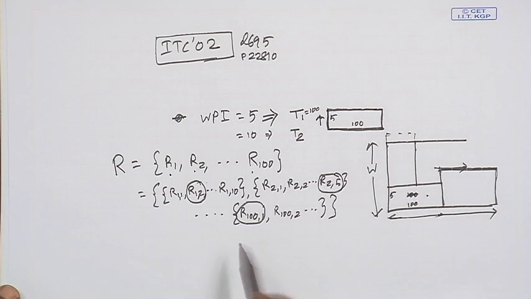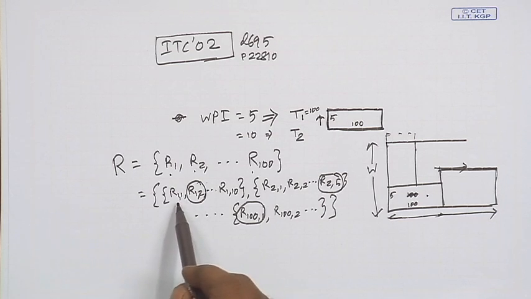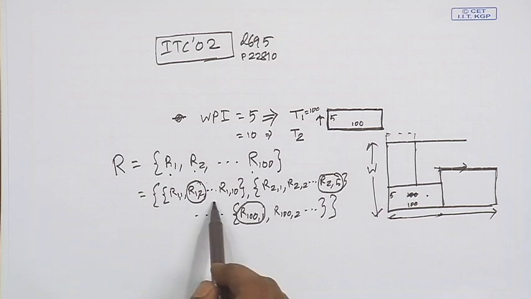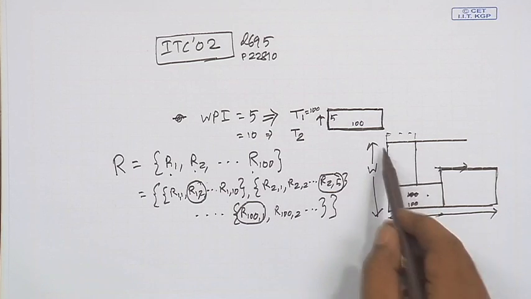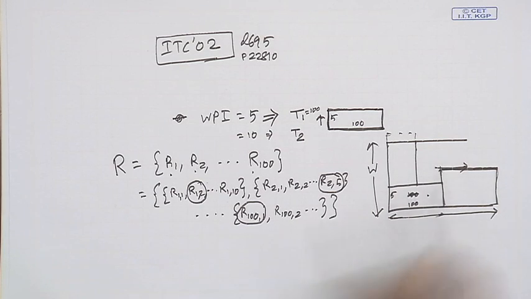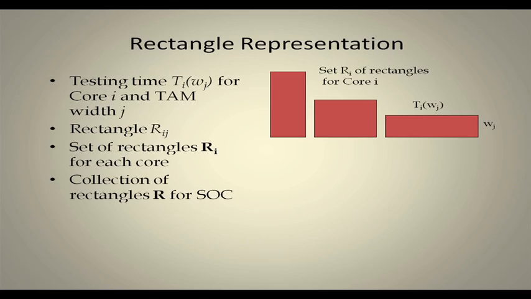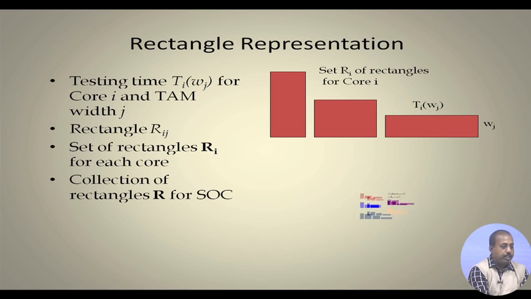Fine. So I have got choice, in the sense that I can choose different rectangles from these individual sets, and I can pack those rectangles into this structure in different fashions. So we have got the options for doing the optimization. First we generate this collection of rectangles R for the SOC, and the next part will be to do selection of rectangles and placing them.